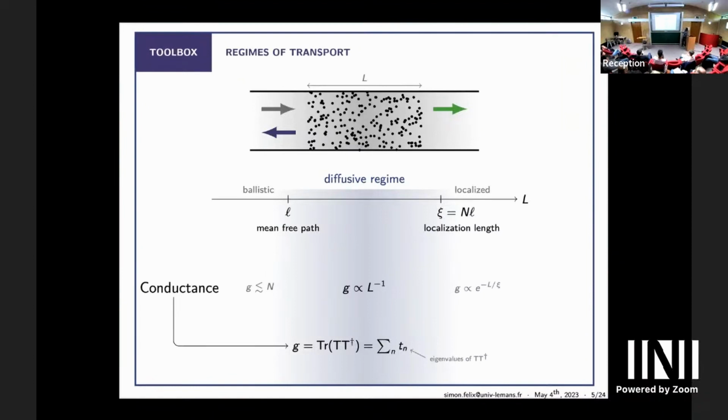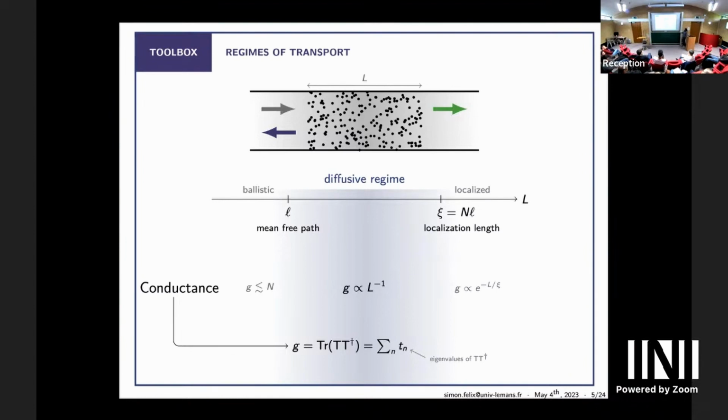If L is large compared to the mean free path, but small compared to what we call the localization length, which is typically N times the mean free path, N being the number of propagating modes, then we are in the diffusive regime. And if the sample is very long, then we enter the Anderson localized regime, which is characterized by an exponential decrease of the conductance, so the material becomes really opaque.